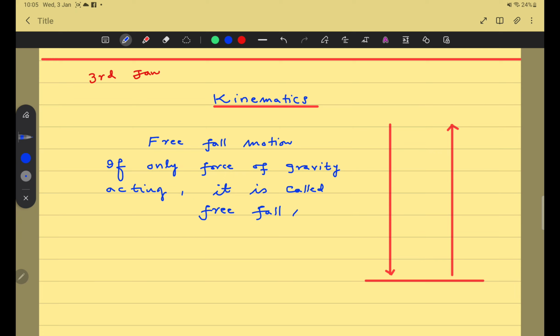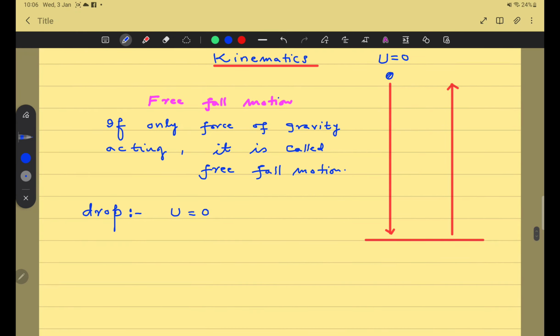Free fall motion means the motion in which the object experiences only the force of gravity. It is called free fall motion. In free fall motion, when an object is dropped, its initial velocity is considered zero and its velocity keeps on increasing.